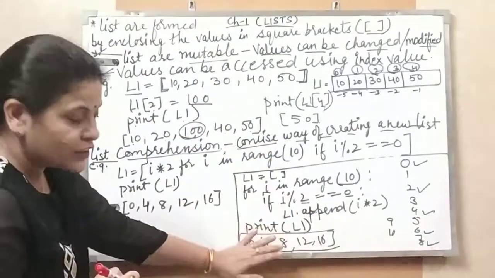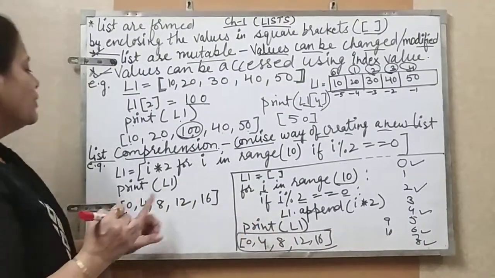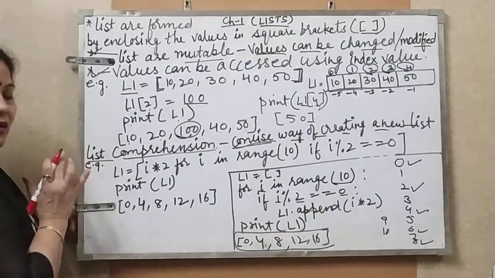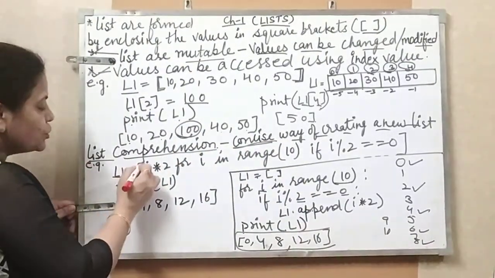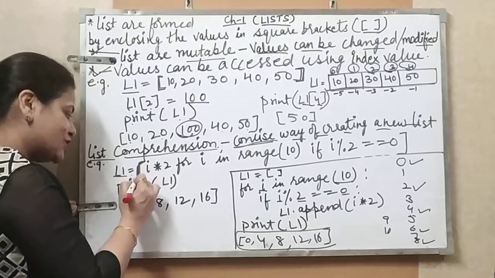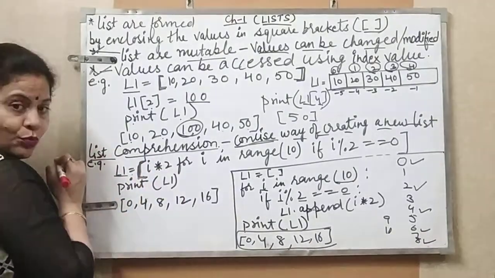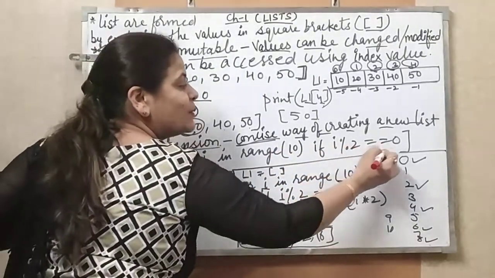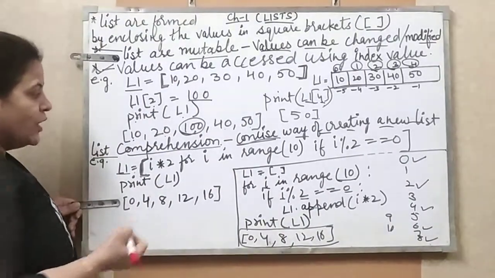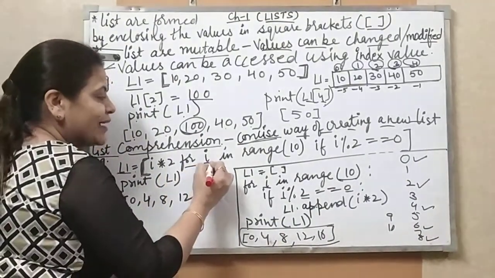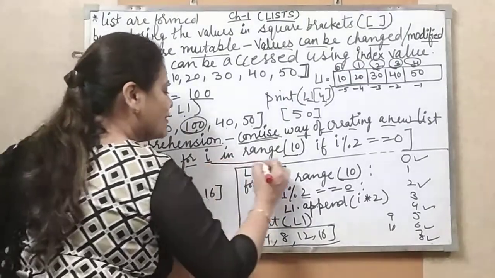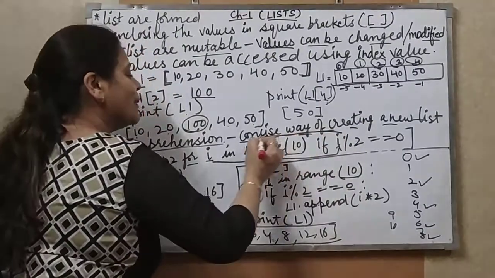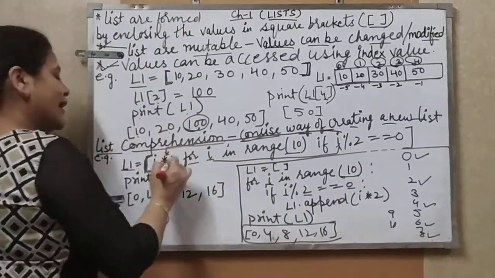Now the same process which I have done using the loop, I can do by concising the size of my list. L1 is equal to, I have to give this value in square brackets, i into 2 for i in range 10 if i modulus 2 is equal to 0. Means it will take the value for i from here. Then it will check the value of i whether it is even or odd. If it is an even number, then it will come back to this, that is i multiplied by 2.